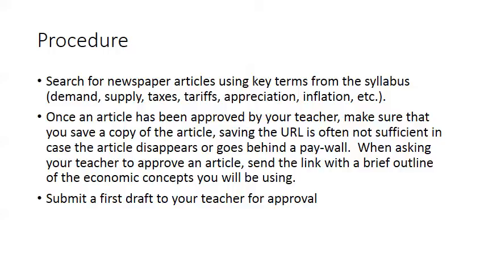Although if something does go behind a paywall, you can always check with your teacher to see if the school has a subscription for that particular newspaper. Also, when asking your teacher to approve the article, don't just send the link. Send a brief outline with the economic concepts you'll be using. For instance, if it was micro, you might be looking at demand, supply, elasticity of demand, perhaps market failure with pollution, and so on. Then you submit a first draft to your teacher for approval. You can get feedback on one draft, but only on one draft.